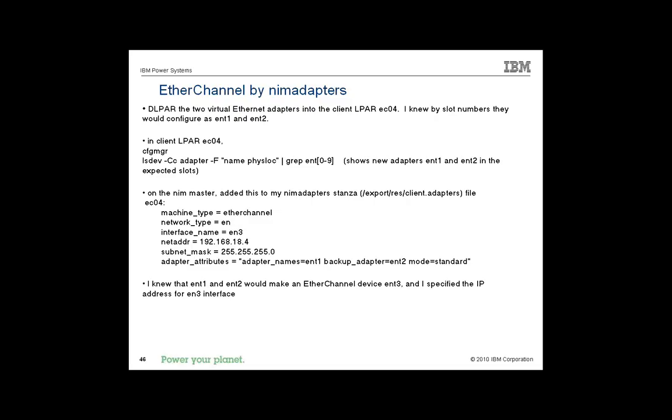You can see here, this is one example, client LPAR ECO4. I built the stanza like this in export res, right? Machine type Etherchannel. I know that the adapters I'm putting in here, I DLPAR them in. ent1 and 2. I knew that when I Etherchanneled those together, they would create an Etherchannel ent3. So I said interface name en3, put this IP address on it. The adapter attributes, adapter names equal ent1, backup adapter was ent2, so I'm making a NIB, all right, and give me mode standard.